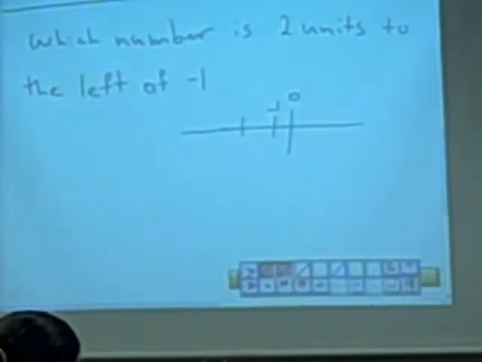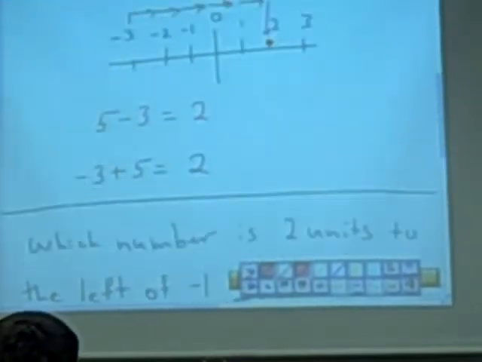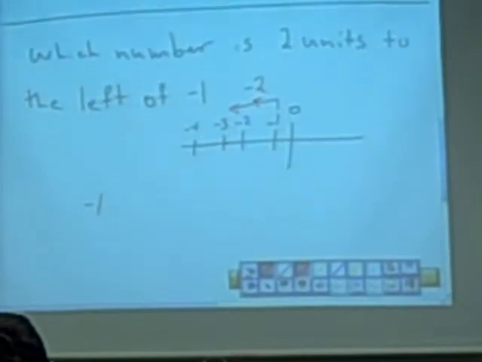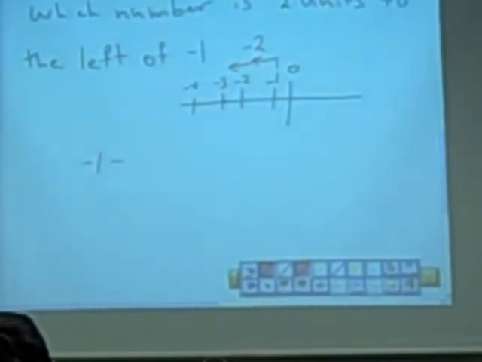Here's -1, and now we're going to the left. There's -2, -3. Okay, so here's -1, and we're going to the left 2 units. So we can say that this is -1, and when we're going to the left, we're going in the negative direction. Whereas when we were going to the right before, that would be like a +5. So going to the left, this would be like saying a -2.